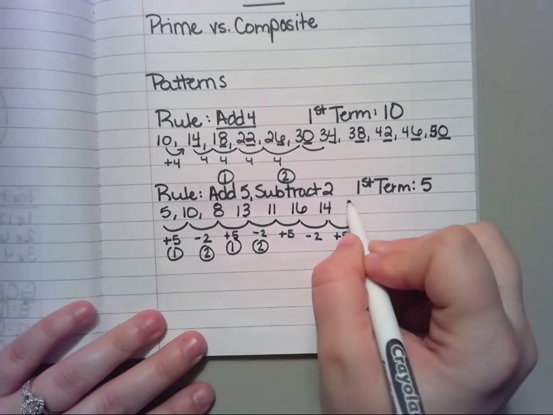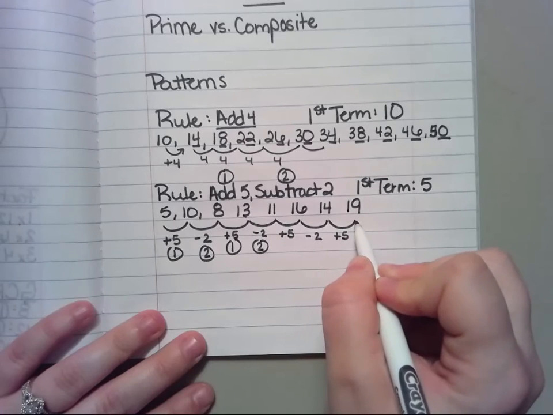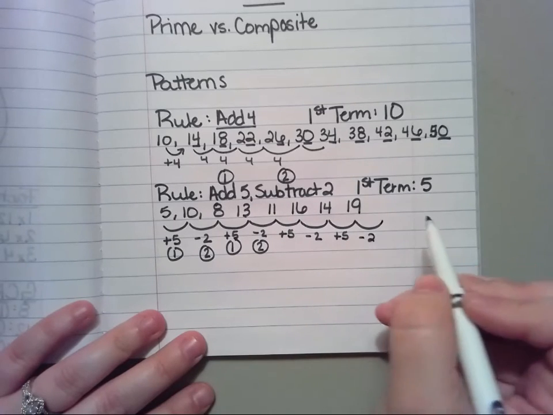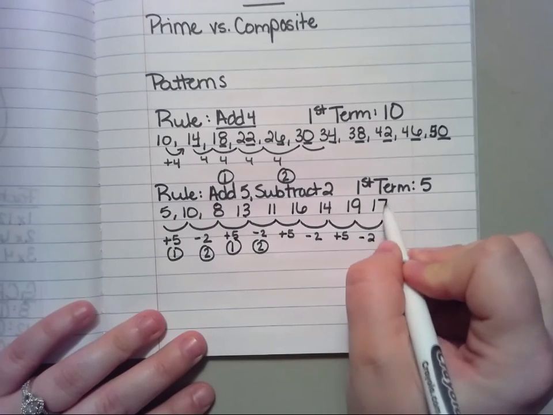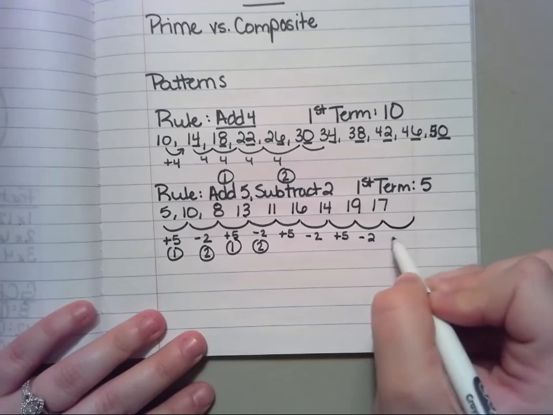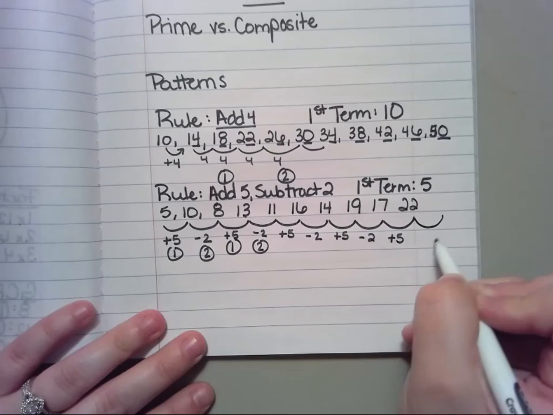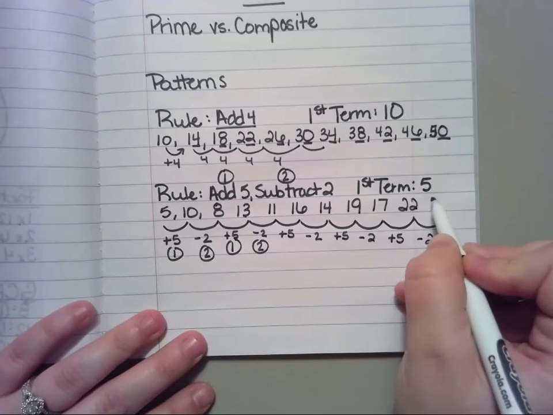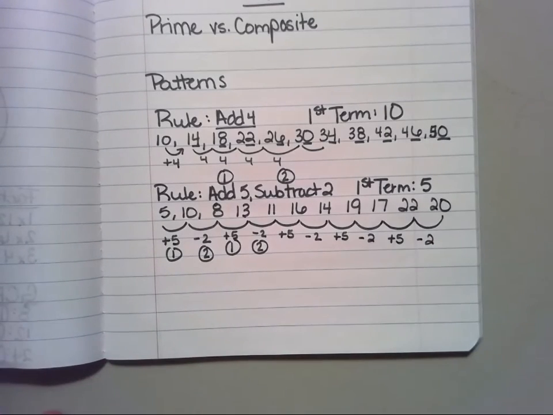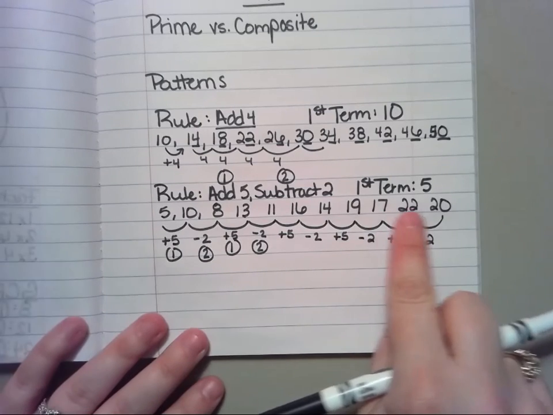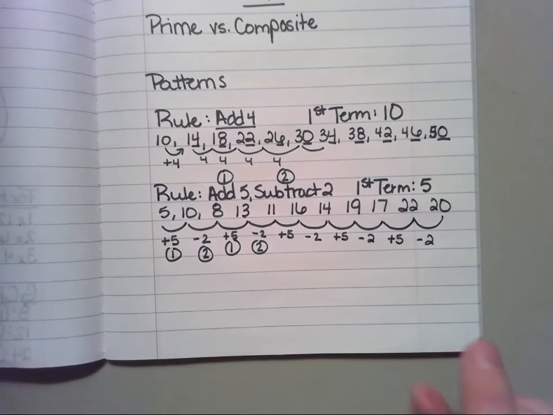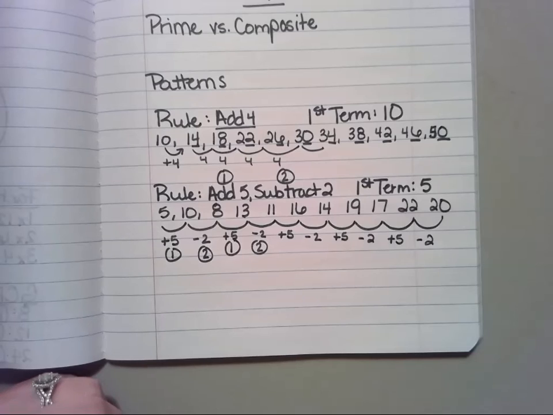Add 5. 19. Subtract 2. 17. Add 5. 22. One more. Subtract 2. 20. And we could continue this pattern all the way through as many numbers as we need to.